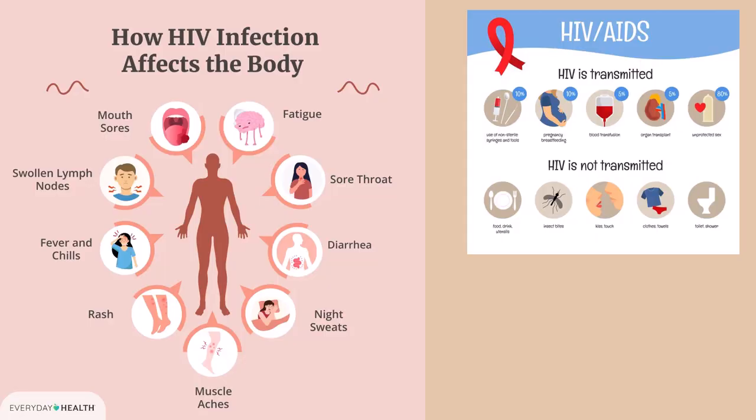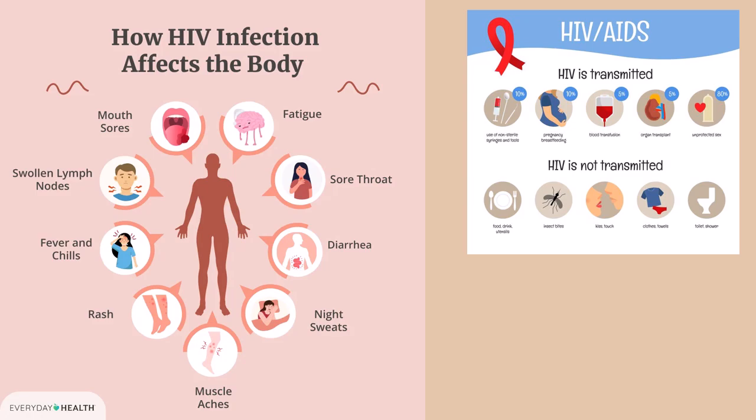Okay, so moving on to the pictures, we have how it affects the body. You kind of have mouth sores, fatigue, sore throat, diarrhea, night sweats, muscle aches, rash, fever, chills, swollen lymph nodes. Typically, severe fatigue and sores are some of the signs that people start to get really concerned about. And I also included a picture on how it can be transmitted, whether that be syringes that are not clean. It can be transmitted through pregnancy and breastfeeding.